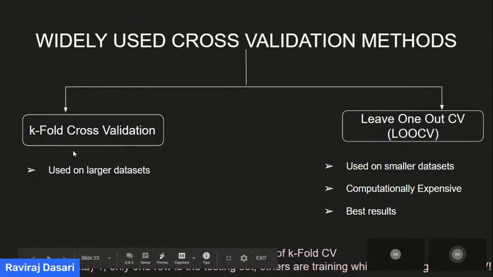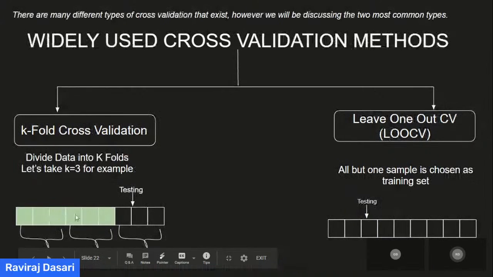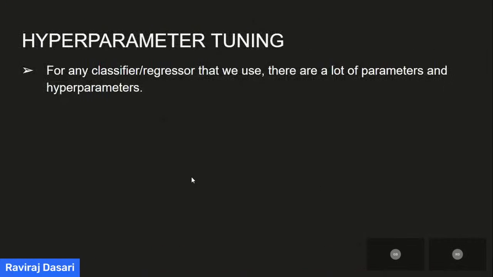And k-fold cross validation is kind of like leave one out, but you won't take a single data point and test it separately. You will take a collection of data points and test it, and then in the next iteration, you will take another set of data points and test it. So that's about cross validation.